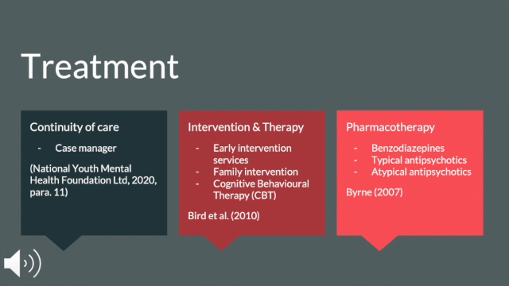The treatment of psychosis can be accomplished through the following recommendations. The National Youth Mental Health Foundation states that the continuity of care throughout a patient's treatment of psychosis is paramount in achieving a successful outcome. This can be achieved through implementing a caseworker. Bird et al. recommend intervention and therapy, including early intervention services, family intervention services, and cognitive behavioural therapy. Byrne recommends pharmacotherapy, including the use of benzodiazepines for sedation and typical and atypical antipsychotics.